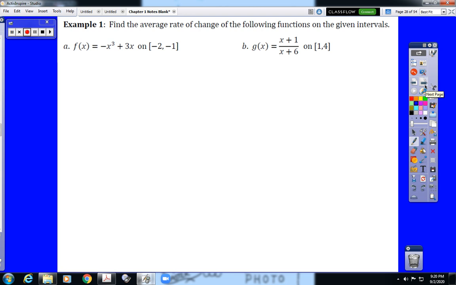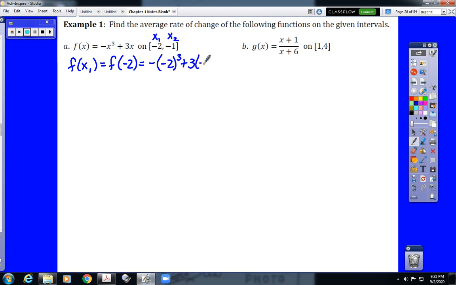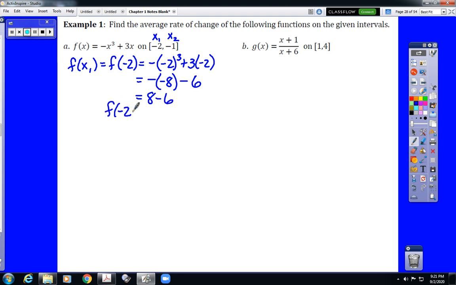Again, what we're doing here when we're finding the average rate of change is they're giving us an interval, a domain interval. So those are our x's, x1 and x2. So we need to find the function values of those. So we start with f of -2, which would be -2 cubed plus 3 times -2, which would be -8 minus 6, or -8 minus 6, meaning that f of -2 is -14. Remember that that implies the point -2, 2 is the point we're going to use in our slope formula.